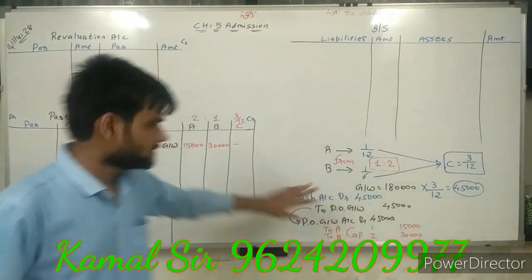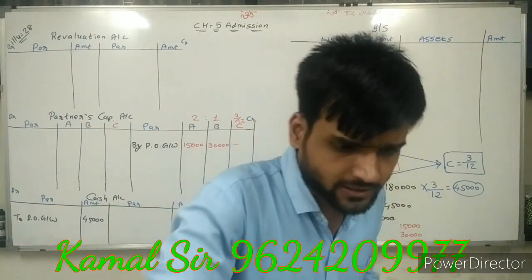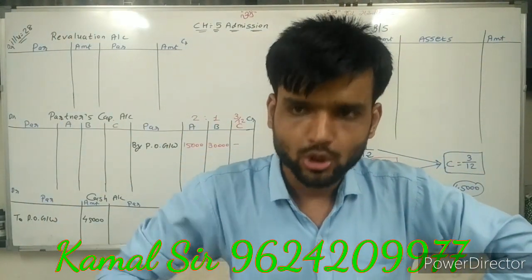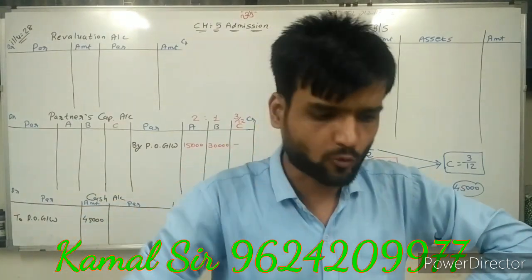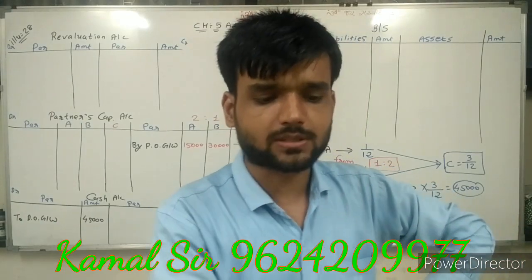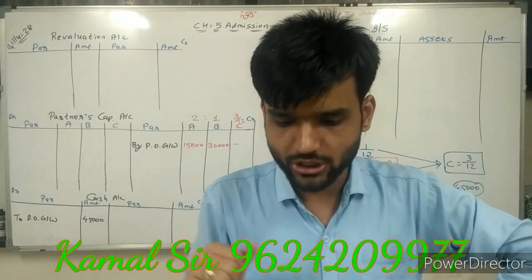So goodwill is completed. Its ledger posting also completed. And with this, my third adjustment also completed. Going ahead, adjustment number 4. Fixed assets are to be depreciated at 10%. Now, fixed asset depreciated.